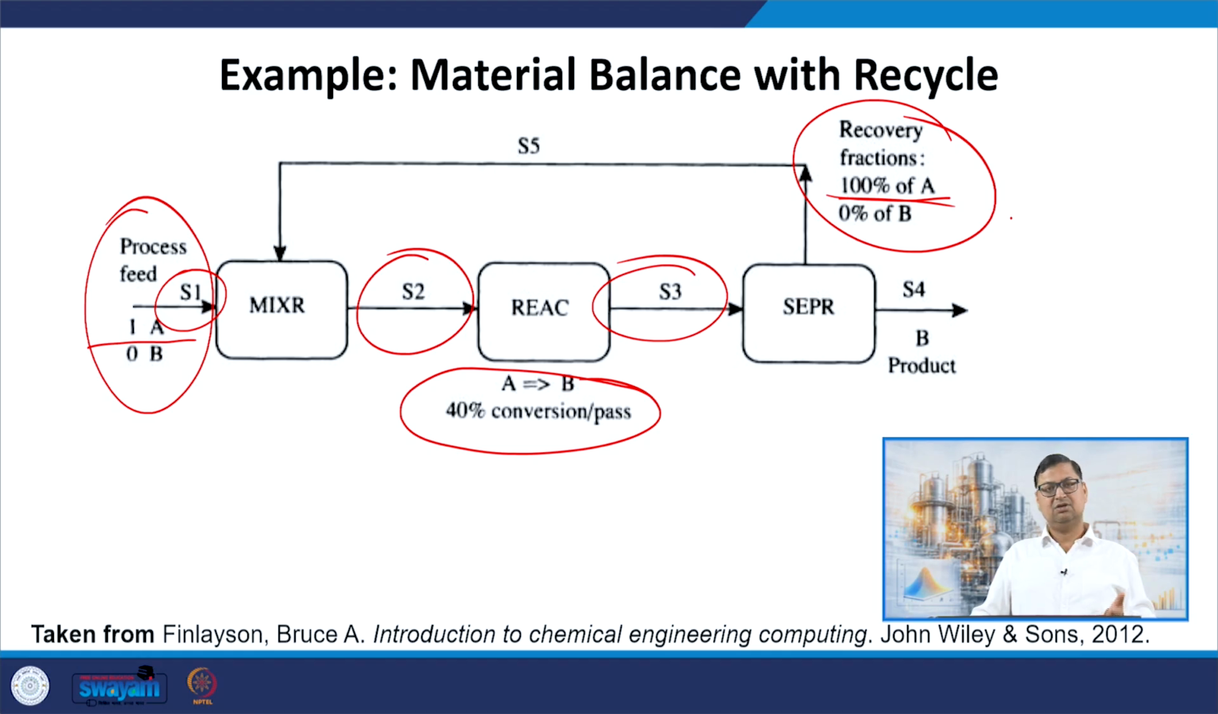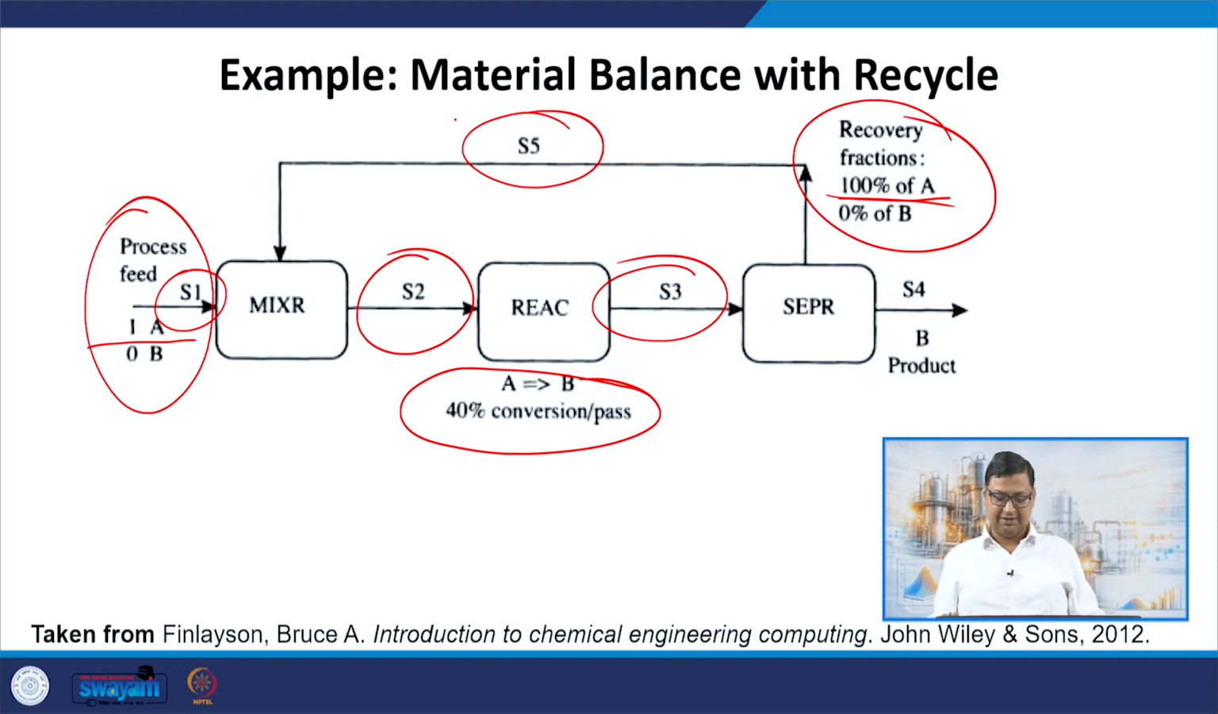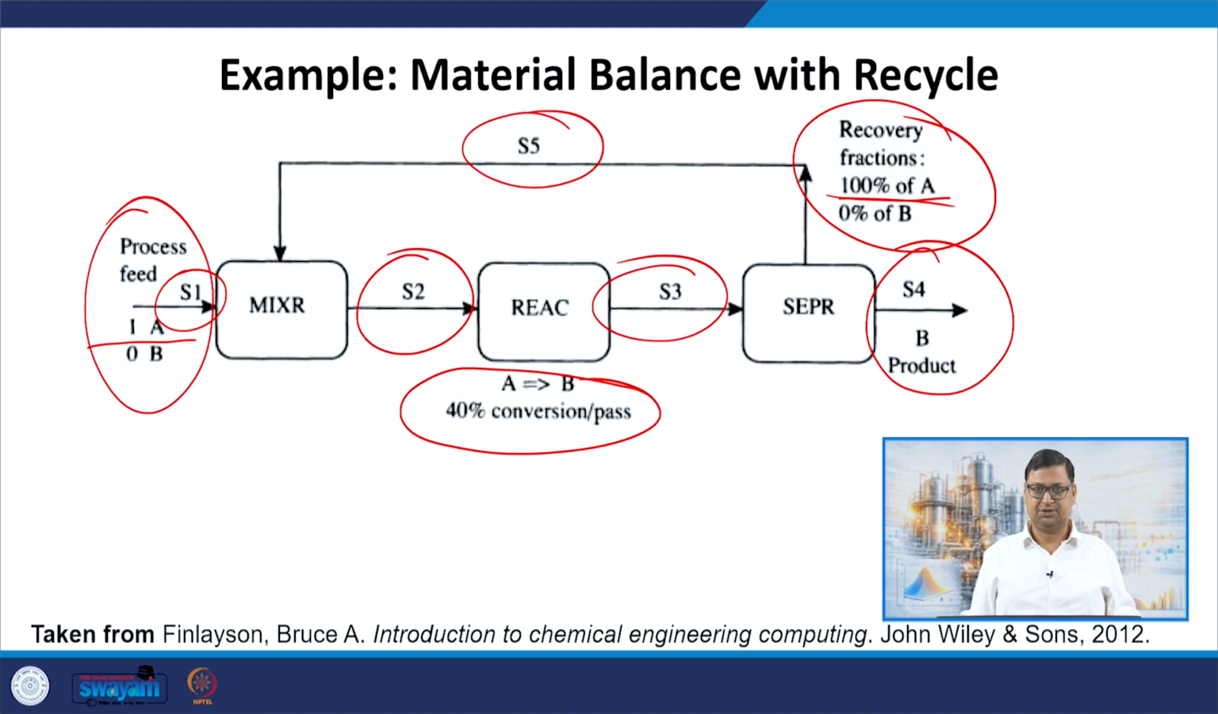That means all the reactants are separated and recycled by the stream S5, and all the product B goes out in the stream S4, right? So let us say this is the problem, and I am interested in performing material balance for this particular problem, right? And let us say I want to do it by the sequential modular approach, right?